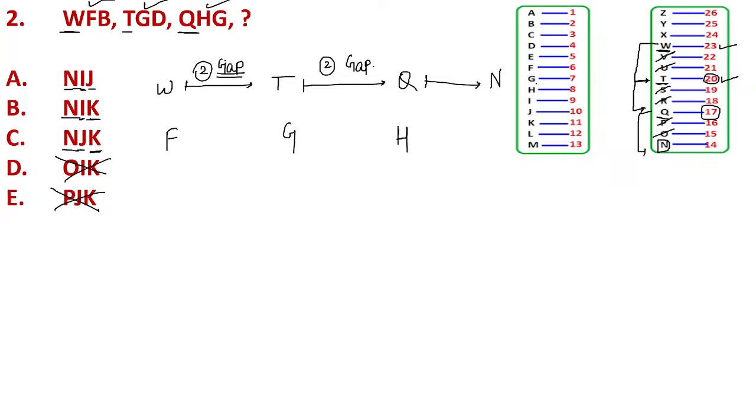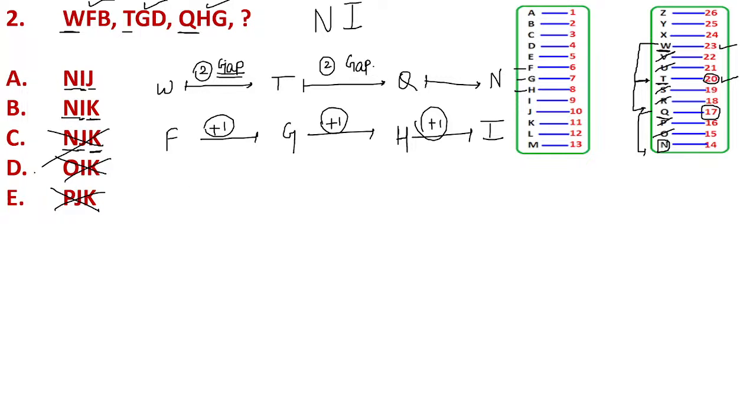Now what should be the logic? Simply F, G, H. So if I am taking one step ahead from F, I'll get G. From G, one step ahead, I'll get H. From H, if I take one step ahead, I'll get I. So I should be the second letter. First letter is N and the second letter is I. Correct? Now, the third letter is going to decide what should be the answer, because option number C is also eliminated.